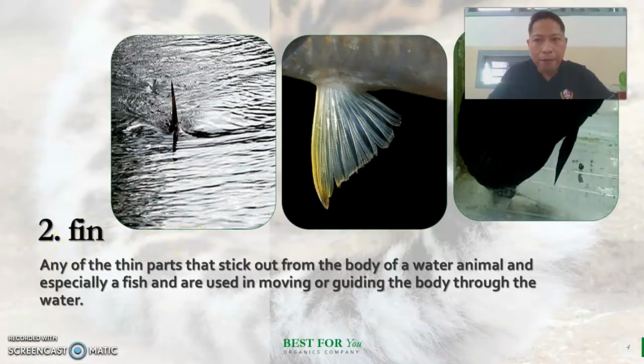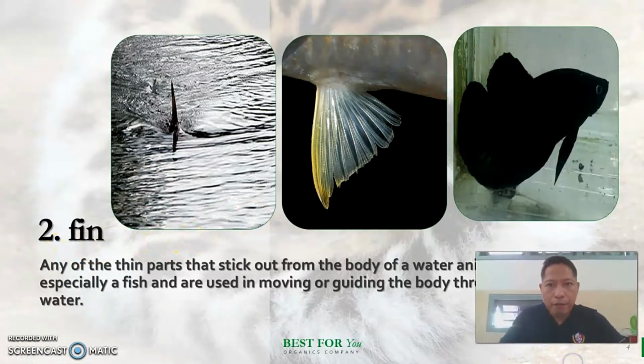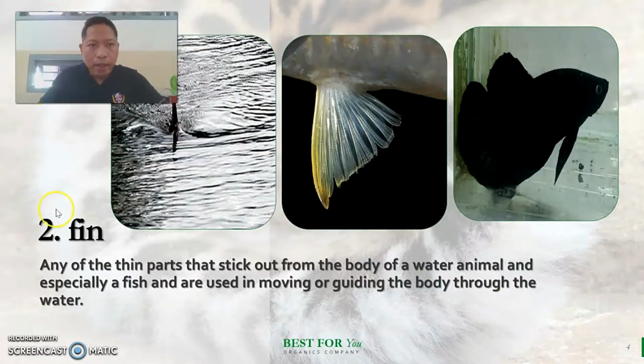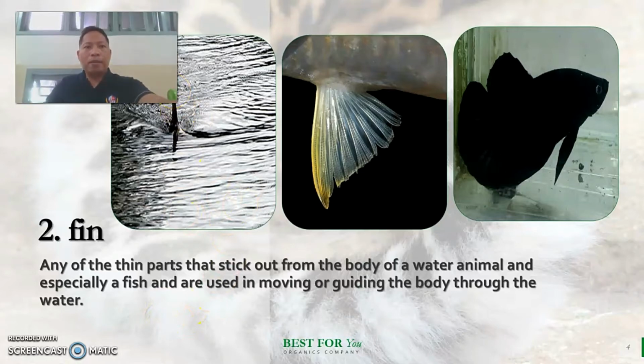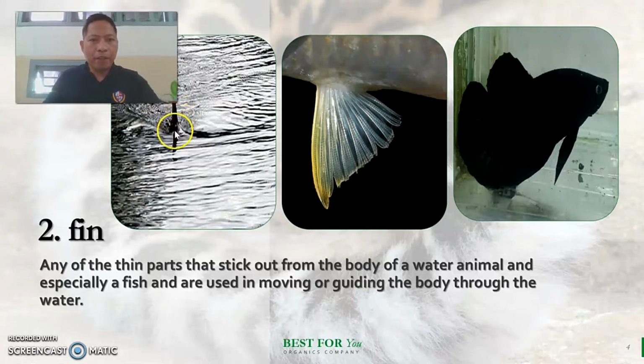We have fin. Okay, a fin is any of the parts that stick out from the body of water animals, and especially a fish, used in moving or guiding the body through water. So you can see here a fin of a shark. This one is the guide of the fish, and it can be found on the top of the fish.